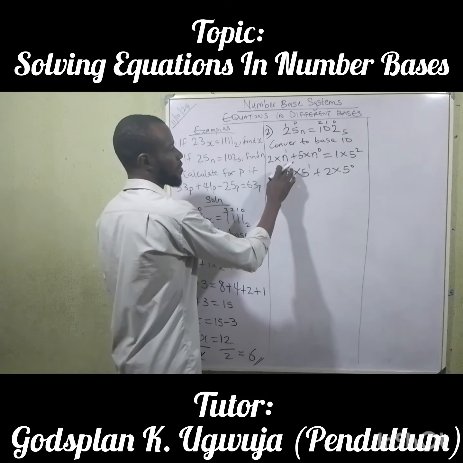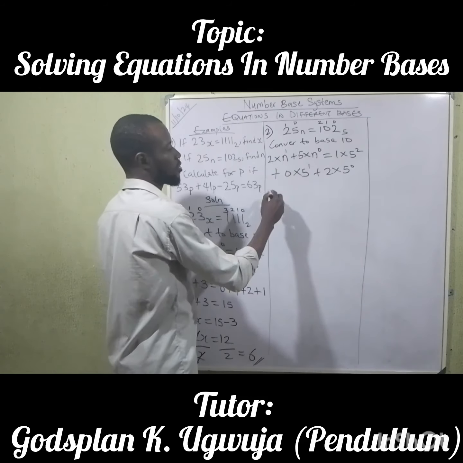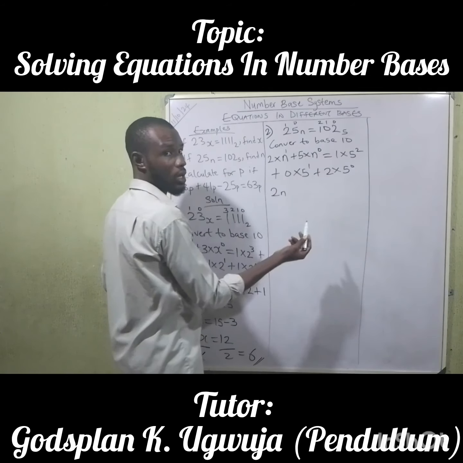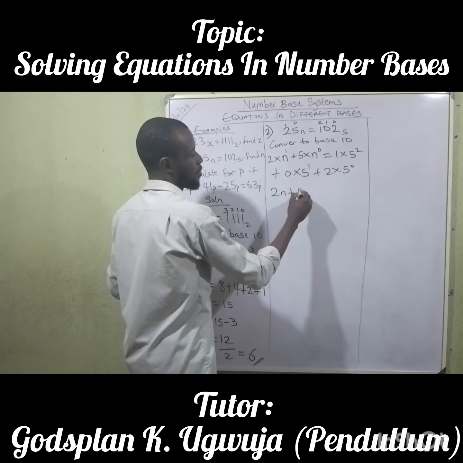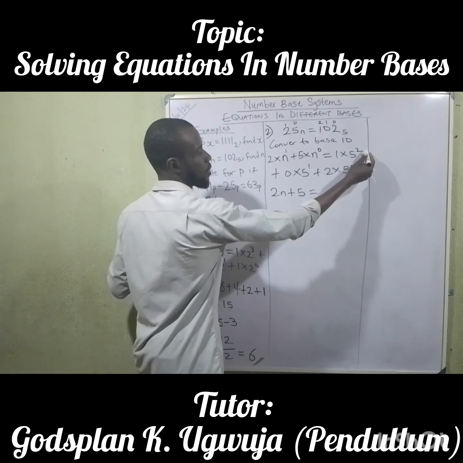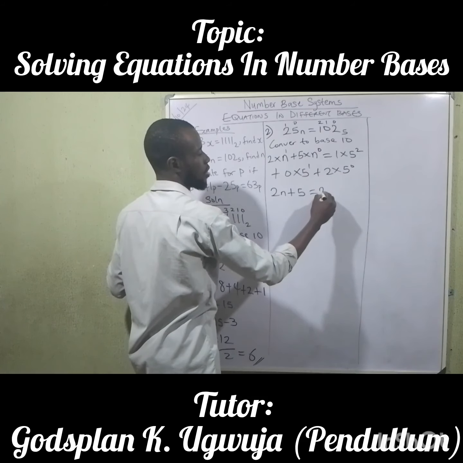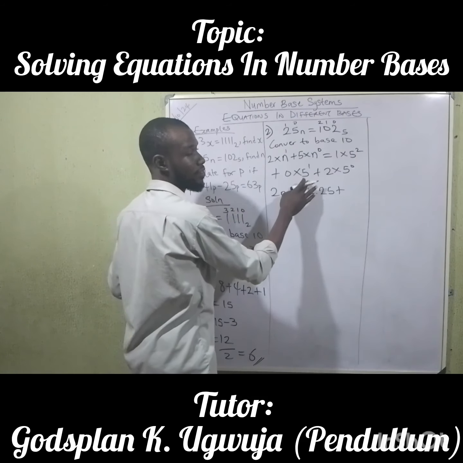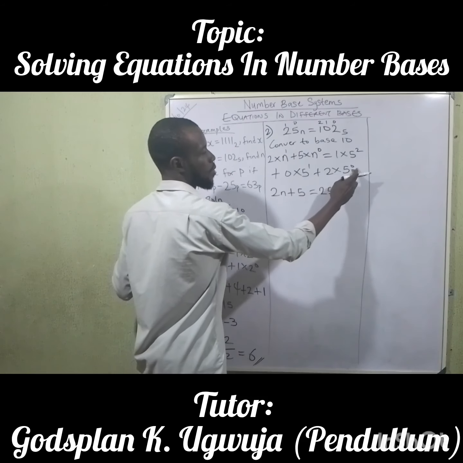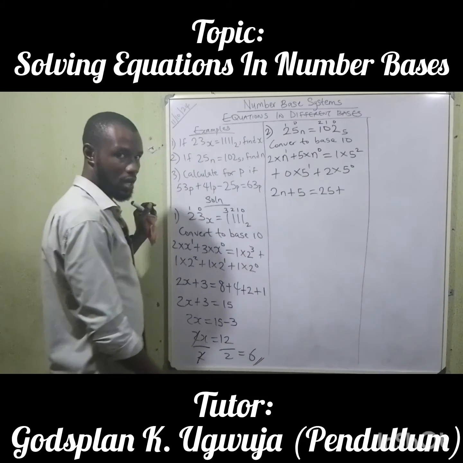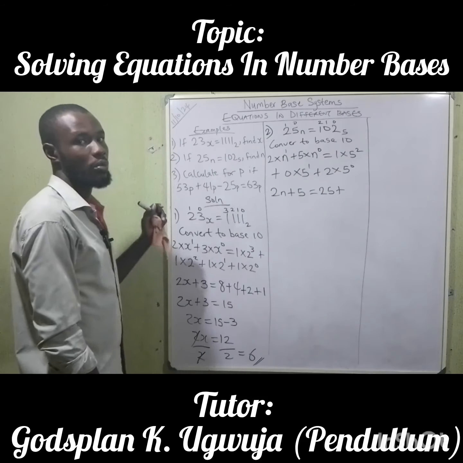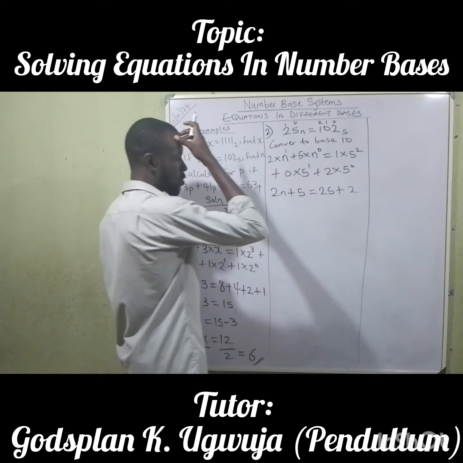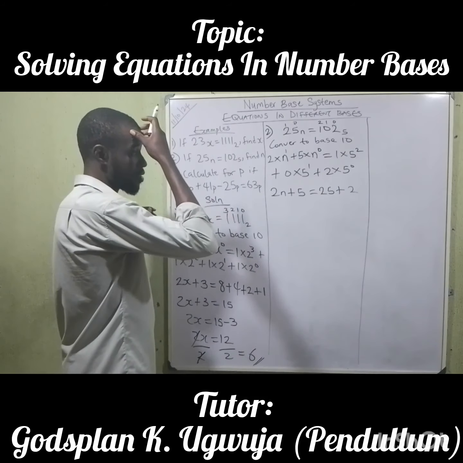simplify. Okay, 2 times n raised to power 1 is n, so 2 times n is 2n. Anything raised to power 0 is 1. 5 times 1, 5. 5 squared is 25 times 1, 25. This is 0, so we can ignore it. 0 times 5 is 0. 5 raised to power 0 is 1. Any number at all raised to power 0 is 1. And 1 times 2 is 2. Okay, so this is what we have.